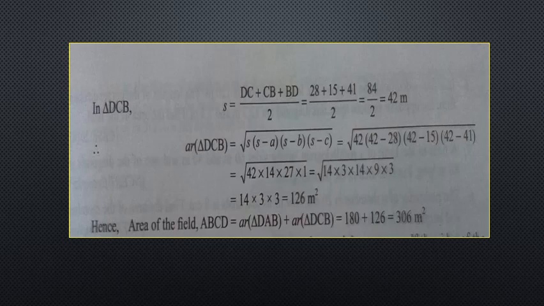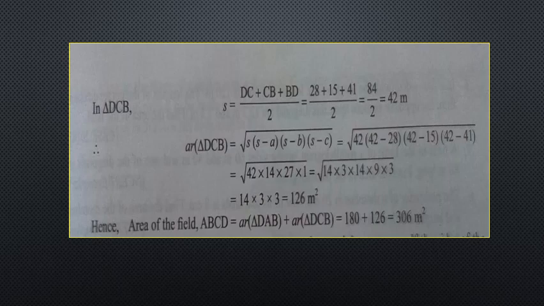Here the sides are 28, 15 and 41. So first we can find the value of S. S is nothing but the semi-perimeter. That is DC plus CB plus BD divided by 2, that is equal to 28 plus 15 plus 41 by 2, that is equal to 84 by 2, that is equal to 42 meters. So now we got the S value, 42 meters. Now we can apply Heron's formula.